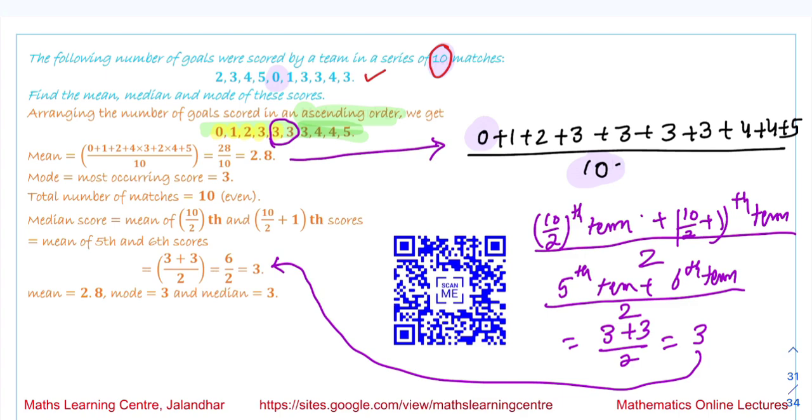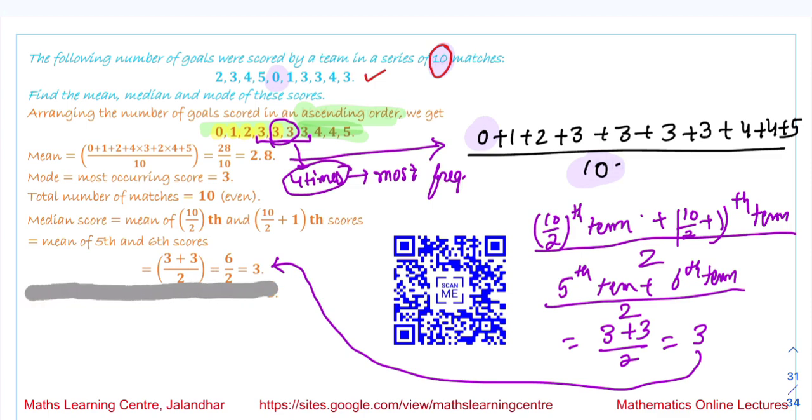So 3 plus 3 by 2 is equal to 3. So 3 is the median over here. And the next thing we have to calculate is the mode. The most frequently occurring value, this 3, is repeated 4 times. So the mode over here is 3. So the answer we get is: mean is 2.8, mode is 3, and median is 3. These are the 3 values that we have to calculate.